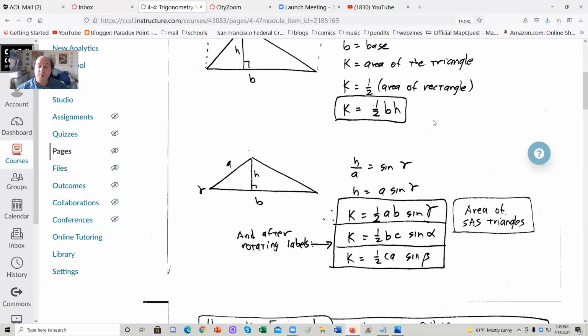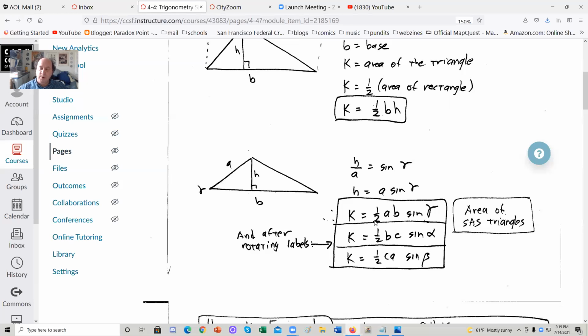Now, from this, we can immediately derive a formula for the area of a triangle given two sides and the angle between them, a side angle side rule. Okay, base b, distance a, angle gamma. h over a is sine gamma, so h equals a sine gamma. So therefore, the area would be 1/2 hb, which is 1/2 ab sine gamma.